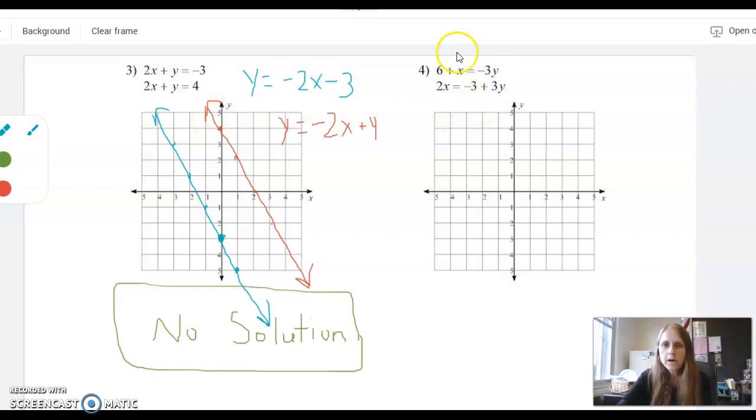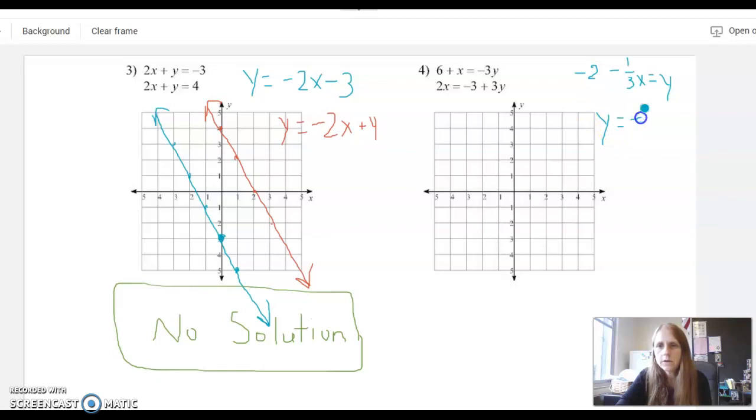All right, number 4. Solving for y. These are just a little bit different. So you start this first one by dividing by -3. So you get -2 minus 1/3 x equals y when you divide everything by -3. So it's a little out of order. You could rewrite it if you like it to be pretty. Y equals negative 1/3 x minus 2.